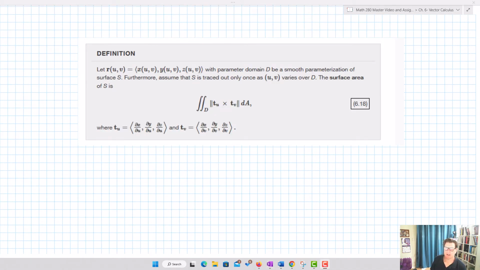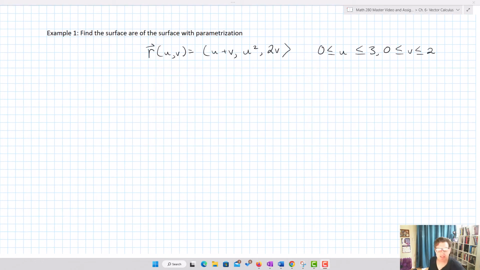So to define our surface integral, we're going to let r(u,v) equal (x(u,v), y(u,v), z(u,v)) with a parameter domain D, and it's a smooth parametrization of surface S. Furthermore, we assume that S is traced out only once, a lot like the line integral one. So the surface area of S is going to be the double integral over D of the magnitude of Tu cross Tv dA, where Tu is the partials with respect to u, and Tv is the partials with respect to v for our parametrization.